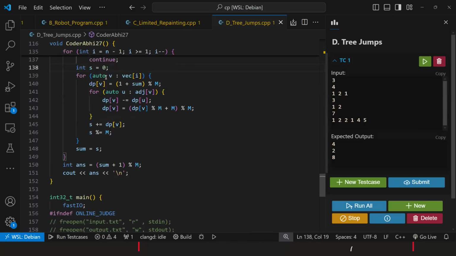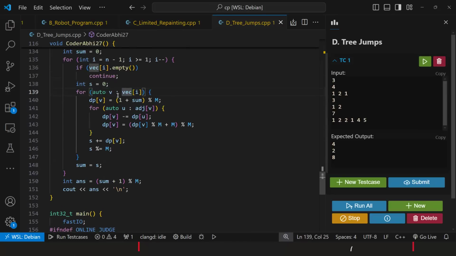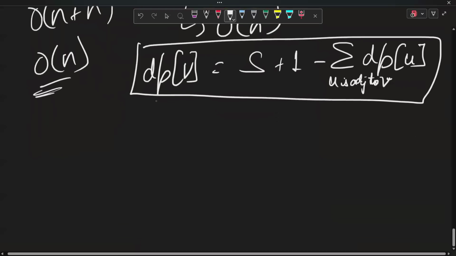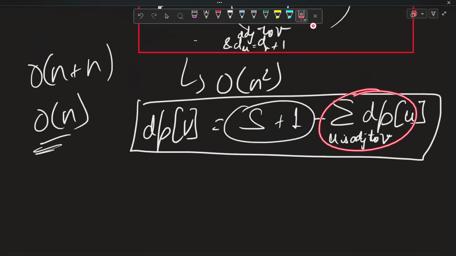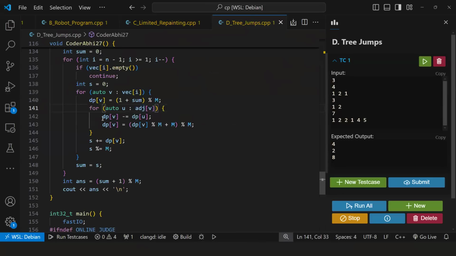Now for v in vec i, all the nodes present in the ith level, I'll iterate through them. And I'll update their DP of v as 1 plus sum, and from that I'll subtract the DP of all the values adjacent to v. So for all the nodes u adjacent to v, I'll do dp[v] minus equal to dp[u]. And I have to compute everything in mod. So whenever you do minus something, then you need to do mod plus and mod. I hope you know that.